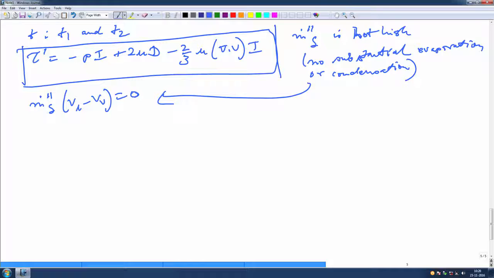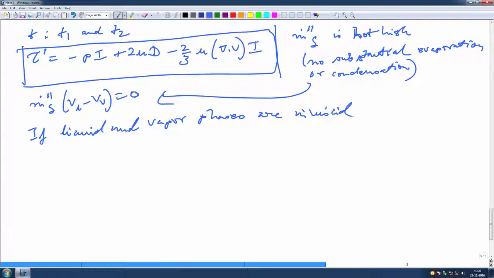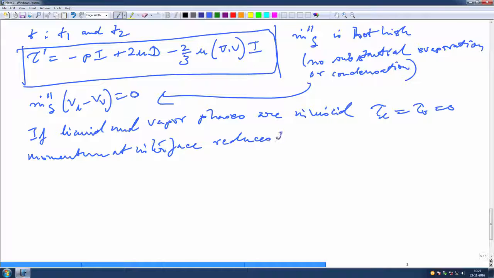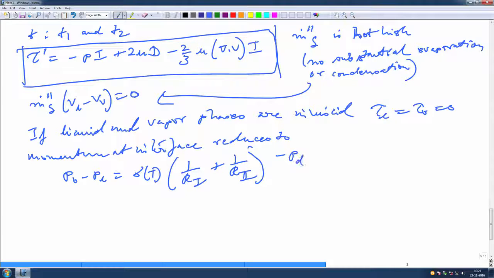As a corollary, if the liquid and vapor phases are inviscid, then tau L equals tau V equals 0. There is no viscous shear. In that case, the momentum balance at the interface reduces to PV minus PL equals sigma times (1/R1 plus 1/R2) minus the disjoining pressure PD.